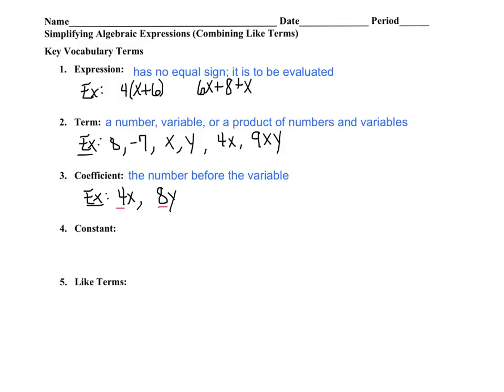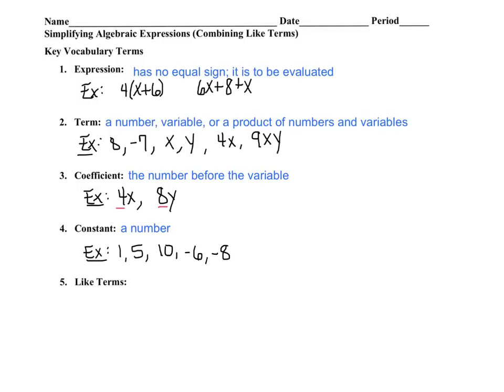Our next term would be constant. A constant is a number. For example, 1 is a constant. 5 is a number. 10 is a number. This also includes negative numbers, such as -6, -8. Constants are all numbers.